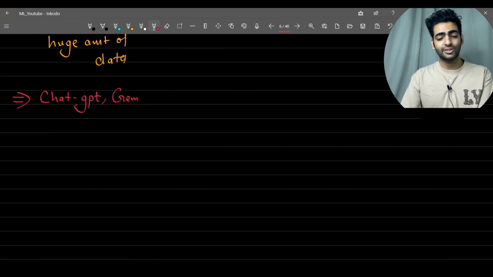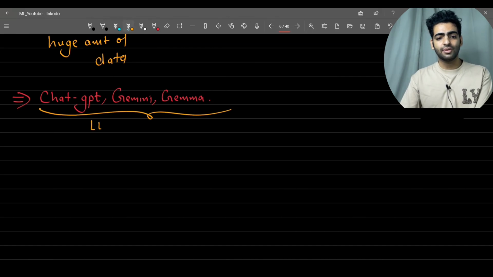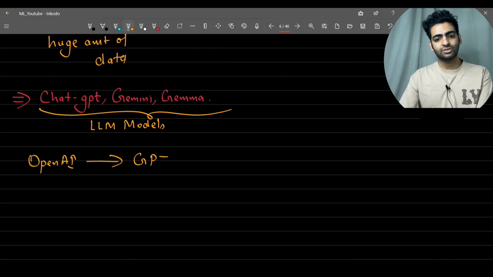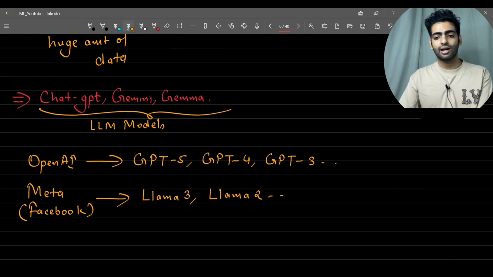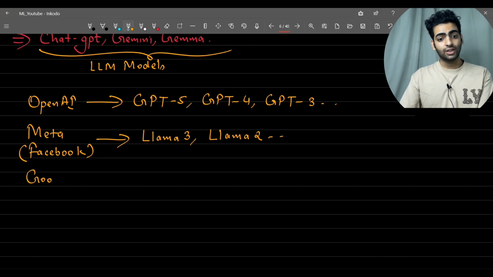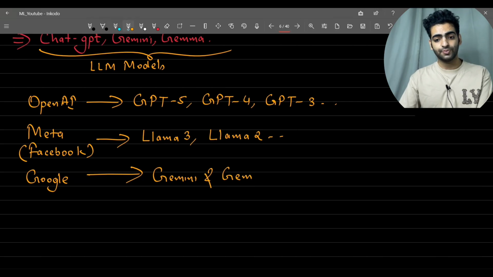Okay, so now let's understand a couple of Gen AI models. You may have heard about ChatGPT, Gemini, Gemma as well. So these are actually LLM models, right? OpenAI, which is one of the companies that works on AI based projects, has some GPT variants like GPT-5, GPT-4, GPT-3, and so on and so forth, and of course mini versions as well. Meta, who is known as Facebook, has the Llama variants. They have Llama 3, Llama 2 and a couple of other variants as well. On the other hand, Google has Google Gemini and Gemma as well, right?